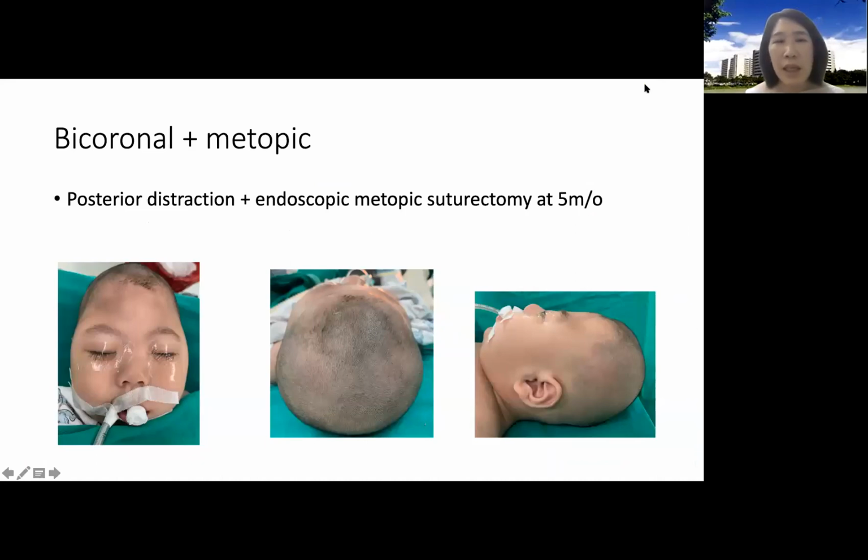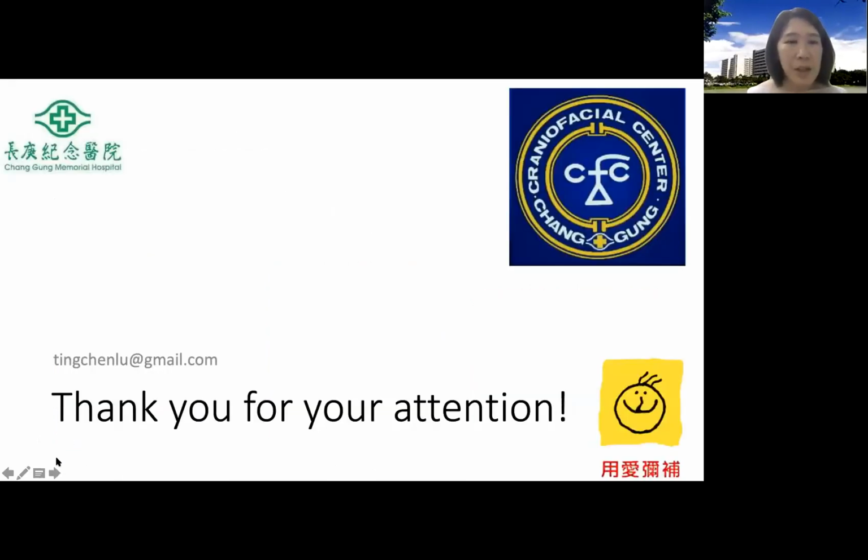The other case we recently had is a bicoronal plus a metopic. I think we did it about 1 month ago. We did posterior distraction, and we also used the endoscope to do the metopic strip suturectomy at the age of 5 months old. Because we haven't finished the treatment, I cannot show the pictures. Okay, that's the end of my speech. Thank you very much.